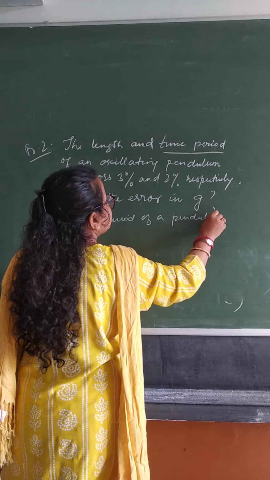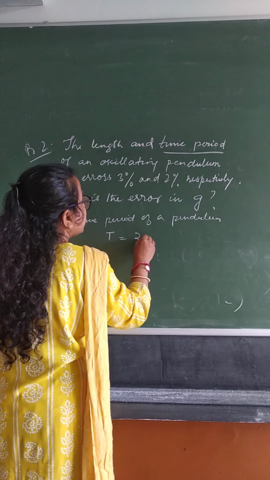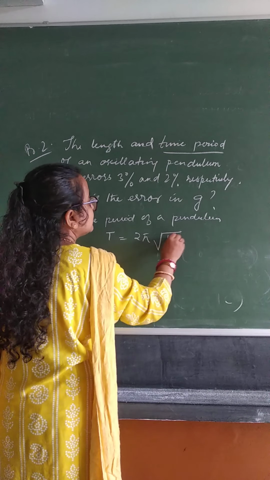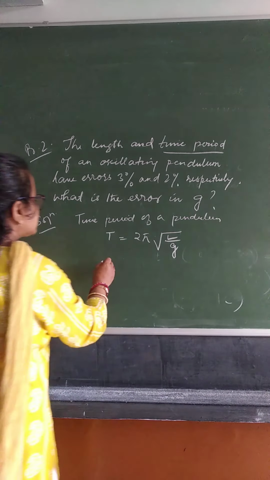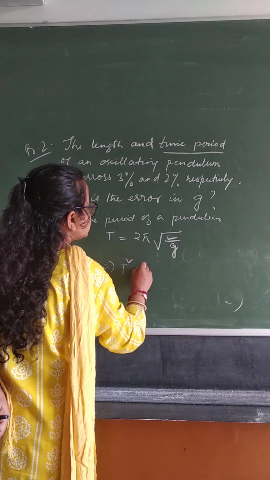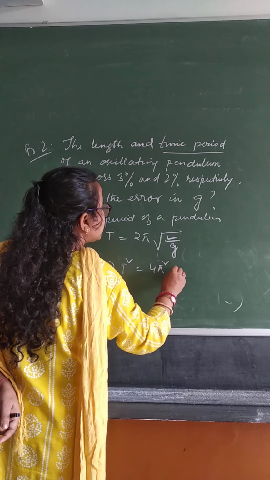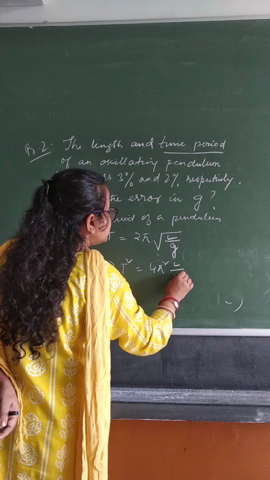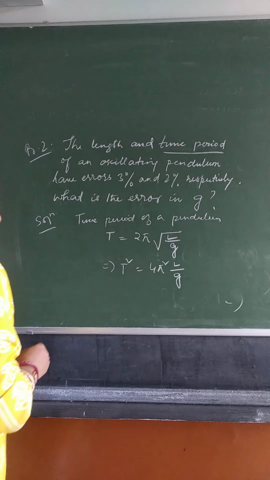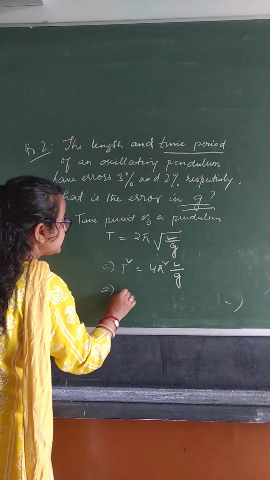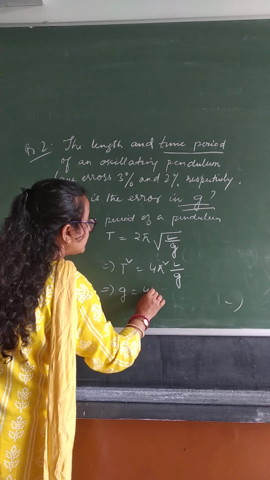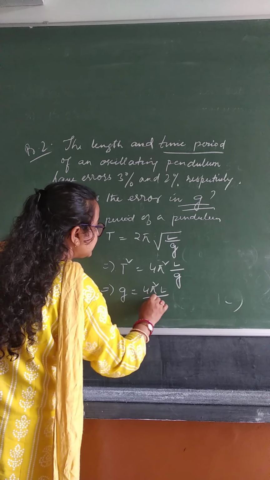Let us see. T is equal to 2 pi root L by g. You all know this from childhood, I mean lower classes. So you square this: T square is equal to 4 pi square L by g. You are to find the error in the estimate of g, so you keep g on one side. g is equal to 4 pi square L by T square.